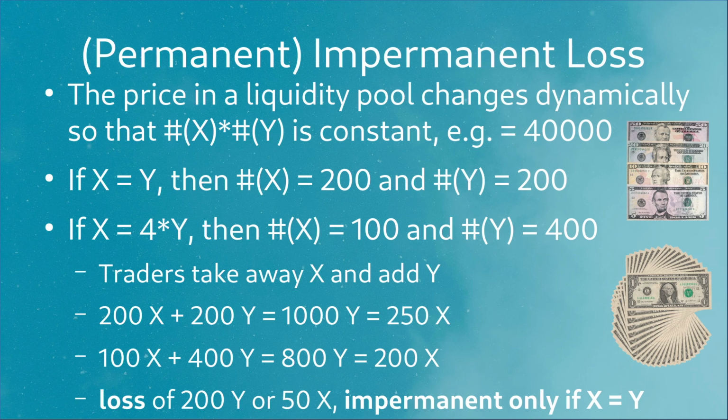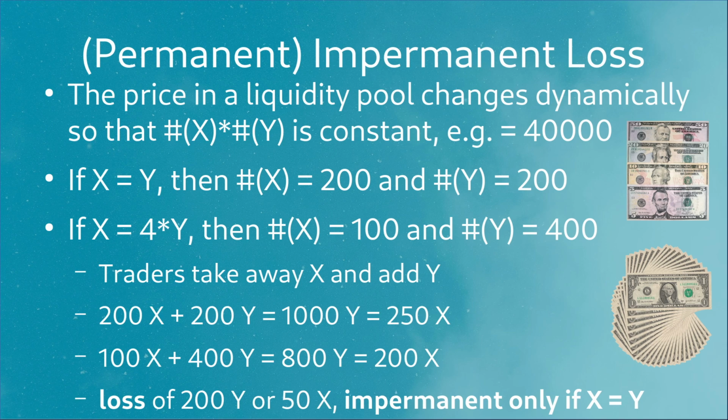If you join a liquidity pool with a price of X equal to Y, but the real value of X is 4 times Y, then you would put in 200X and 200Y, and people will take out X because X is more valuable and put in Y because Y is less valuable, and you will be left with 100X and 400Y. So if you want then to take out your share on the liquidity pool, you will be left with 100X and 400Y. Why would you lose then?